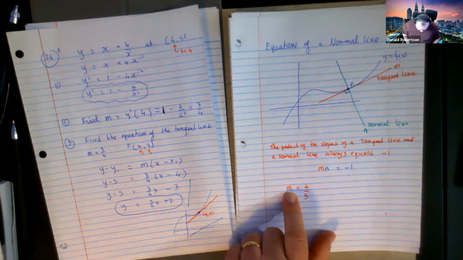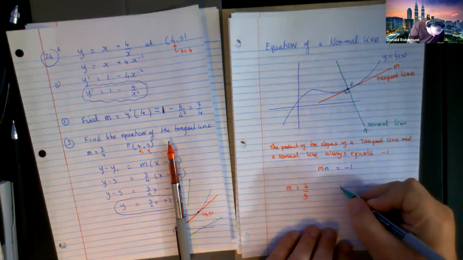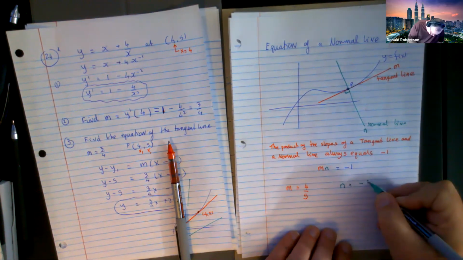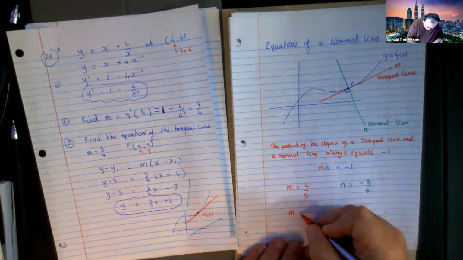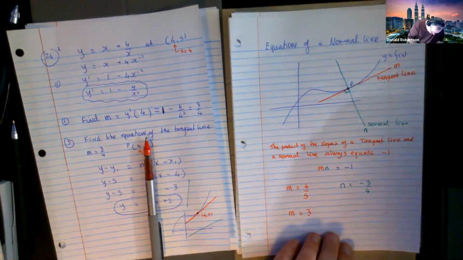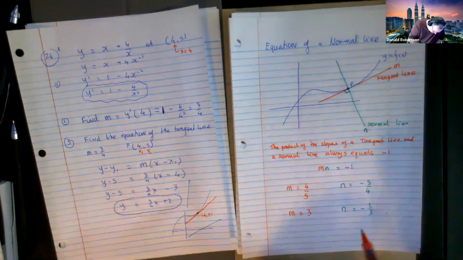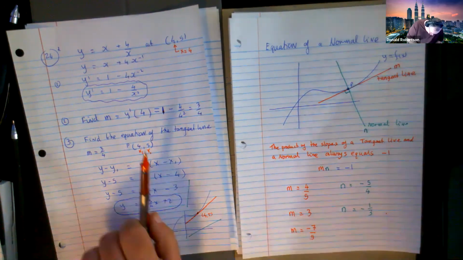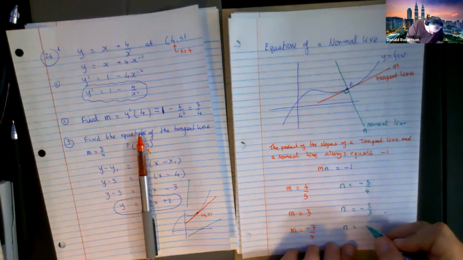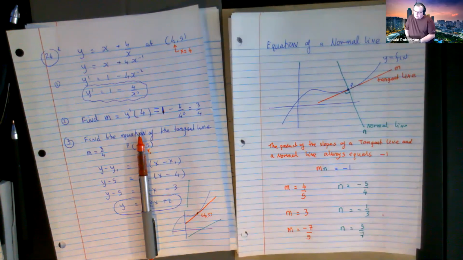If the slope of the tangent line is 4/5, the slope of the normal line ends up being -5/4. If the slope of this one is 3, the normal will be -1/3. If the slope of this one is -7/5, the normal is +5/7.